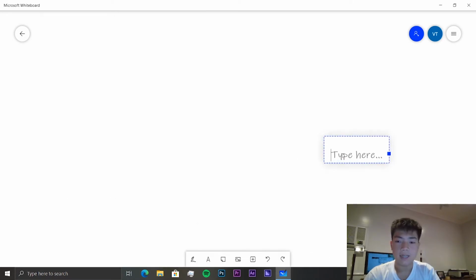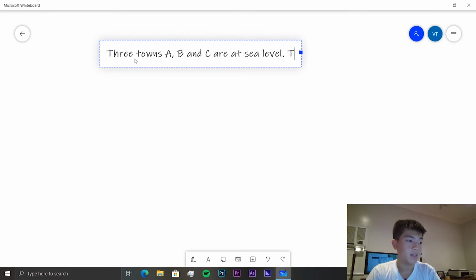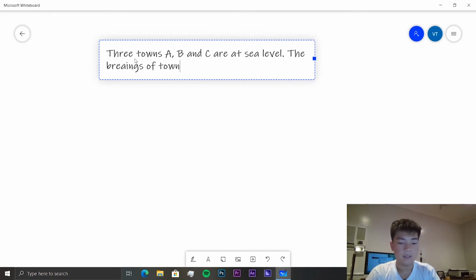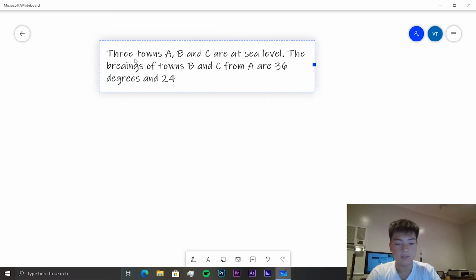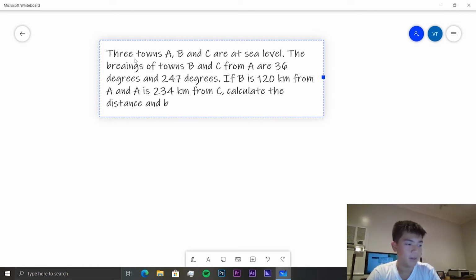There are 3 towns, A, B, and C, at sea level. The bearings of towns B and C from A are 36 degrees and 247 degrees. If B is 120 kilometers from A and A is 234 kilometers from C, calculate the distance and bearing of town B from C.